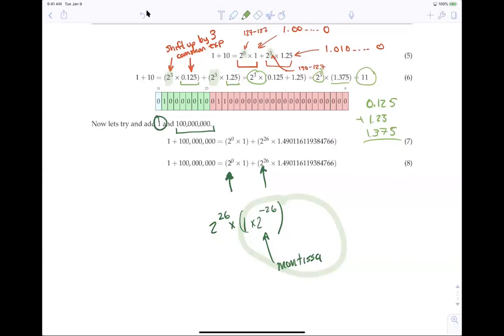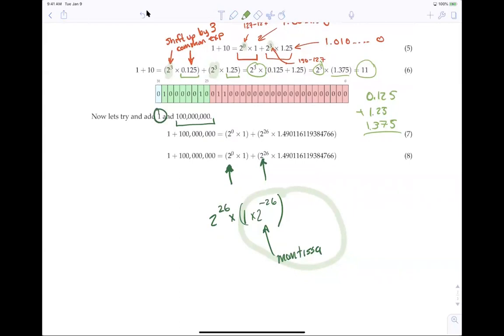So Richard says, yes, downshift causes loss of all precision. Well, yeah, when you shift to the right, you're losing lower bits. But look at this one. I'm shifting to the right 26. Look at the length of your mantissa. Yeah, mantissa is only 23 bits, right? Mantissa is only 23 bits. That is bad news. So if I did this addition, if I added 1 in 100 million, what would I get?